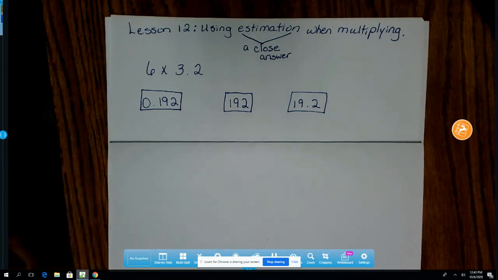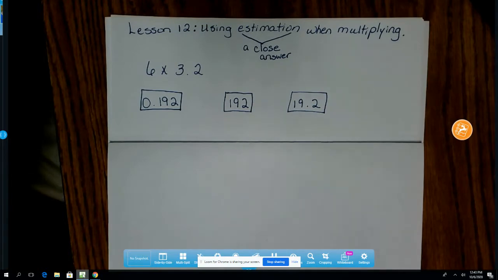Welcome to Lesson 12. As you can see, Lesson 12 is about using estimation when multiplying. Estimating is when you find a close answer to what the actual problem is looking for. And it can be helpful because it allows us to check our work and make sure that we know that our answer is a reasonable answer.